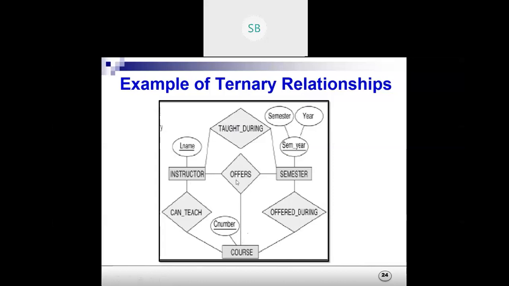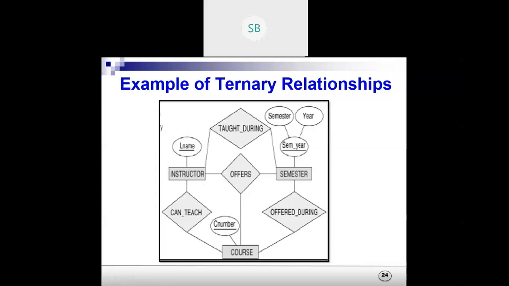Offers is a relationship, taught during is a relationship, and can teach and offered during are the relationships. Now you see this offers relationship, how many participating entities are there? Instructor, semester and course. How can you check? Just check the straight lines where they are merging. You can find three.